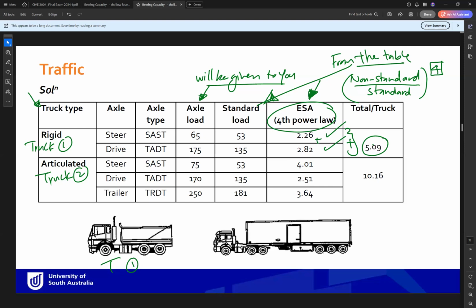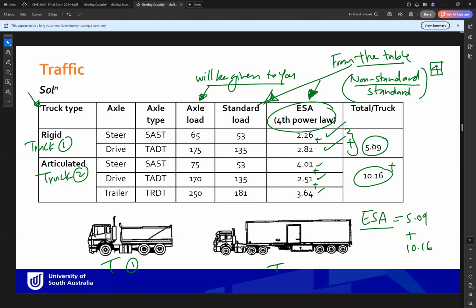For truck number 2, you have 3 axles: number 1, 2, 3. So the total will be this plus this plus this. So the total ESA for these two trucks, how much? This plus this. So it will be 5.09 plus 10.60. But we are not worried about the last part. It will be one truck and it's going to be a small one. So you just need to find it for one truck and add the axles together.